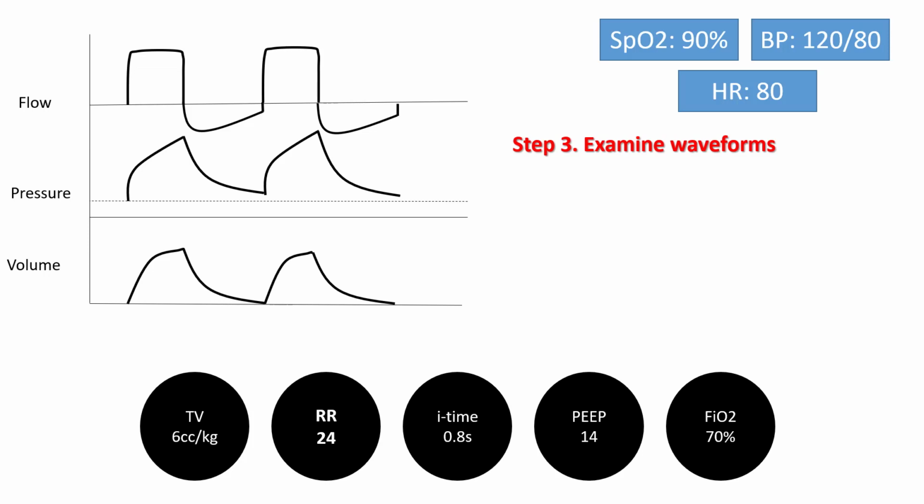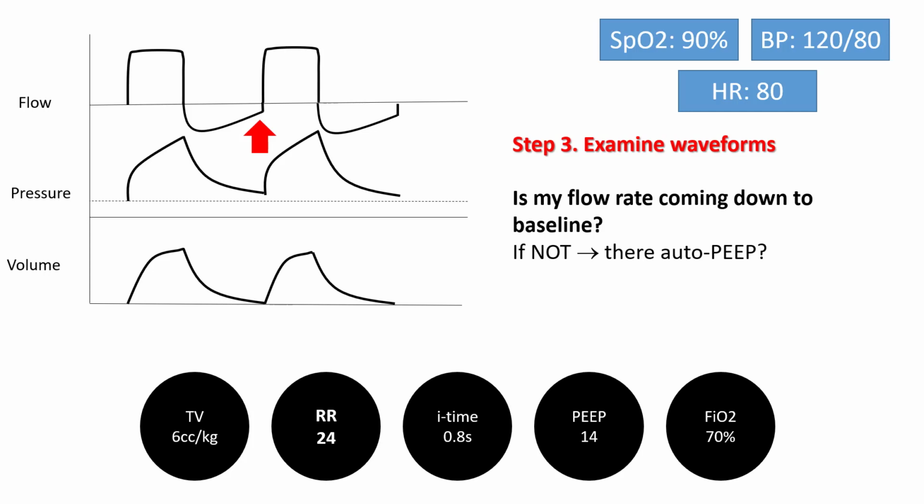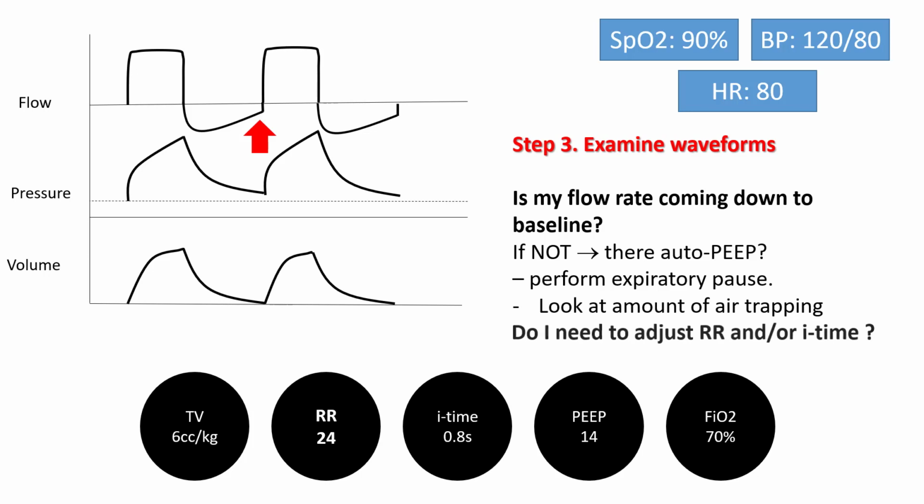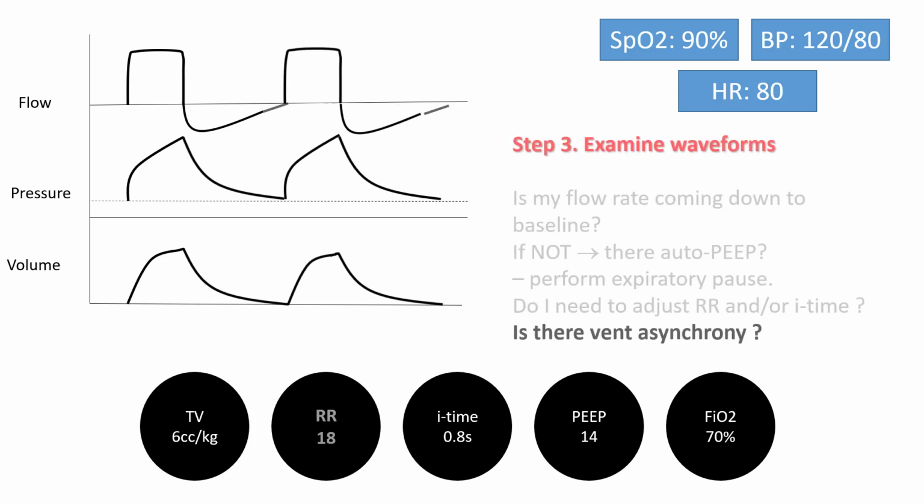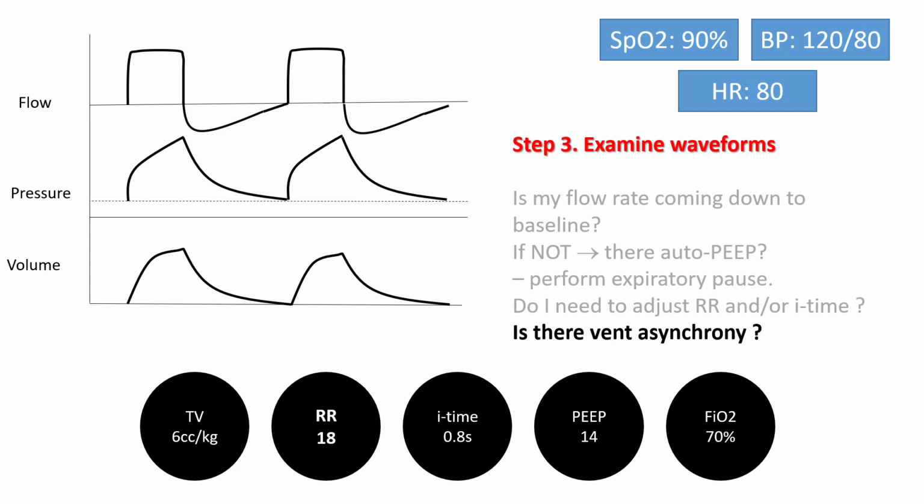Third thing is I look at the waveforms of the ventilator, and the question I ask is, is my flow rate coming down to the baseline? In this case, it is not. That would suggest that the patient is developing some auto-PEEP, and I can perform an expiratory pause to figure out how much air trapping there is. And then the next question you have to ask is, do I need to adjust the respiratory rate or the I time to get rid of it? Here we can drop down the respiratory rate till the flow reaches 0. The other thing you look at is, is there any ventilator asynchrony?